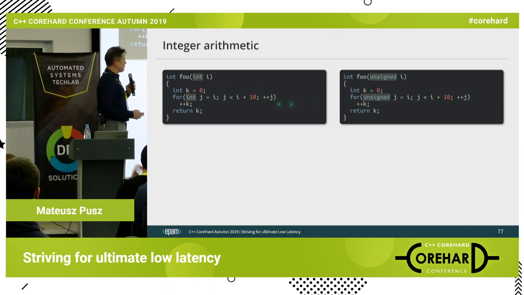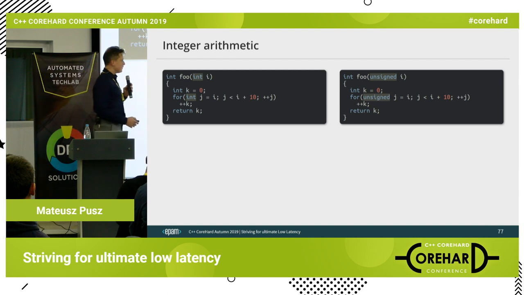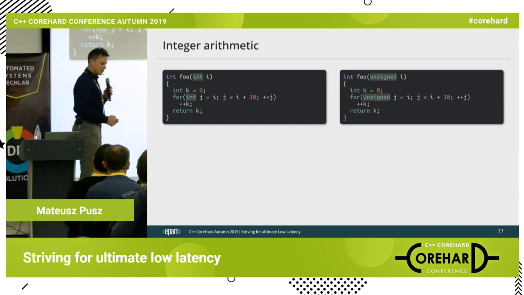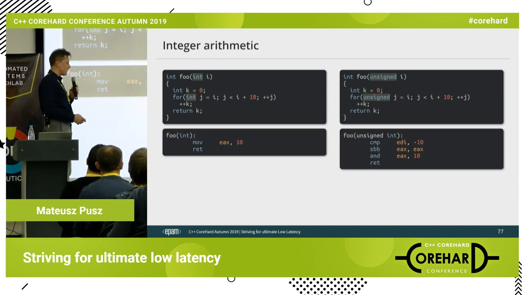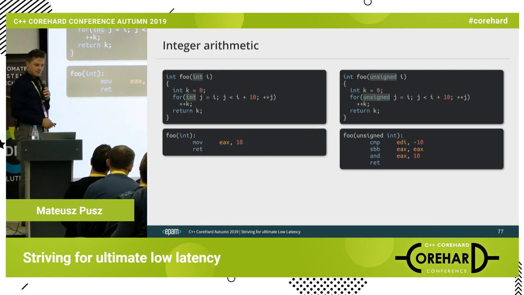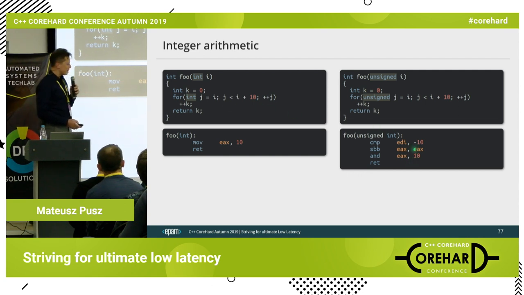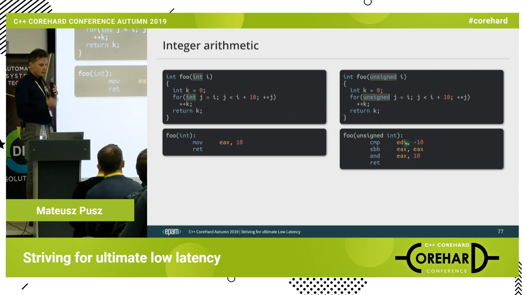Okay, so this is the same code. Only the type is different. This is signed integer, this is unsigned integer. Actually, if you think about the assembly of the code, it seems that compilers are really smart. Compilers think about this loop in this way. They know this is 10. This loop is 10. This loop is also 10, probably, but it has to do some more work.